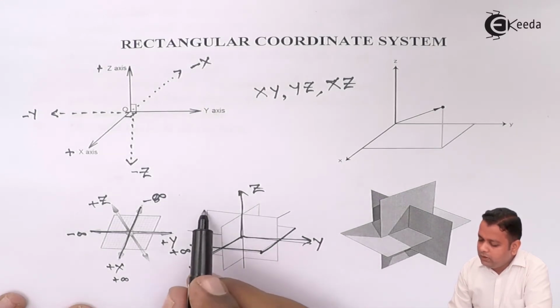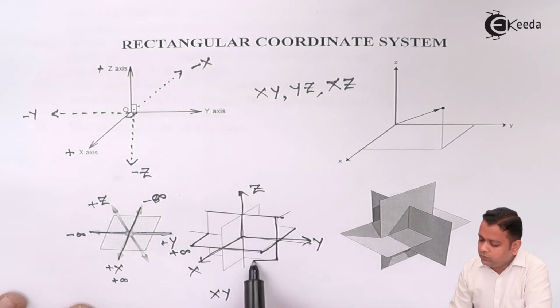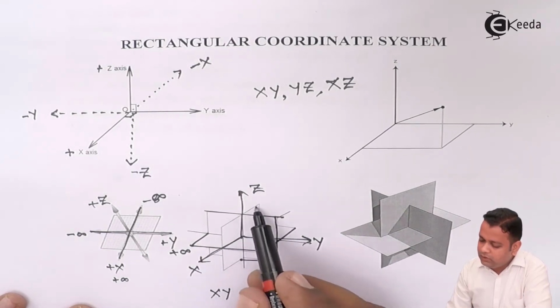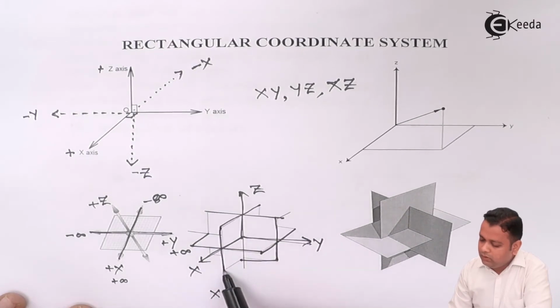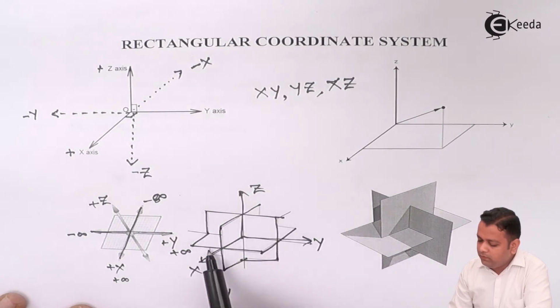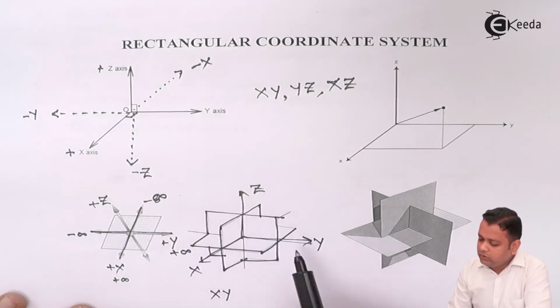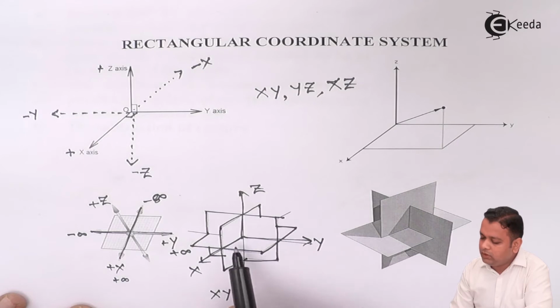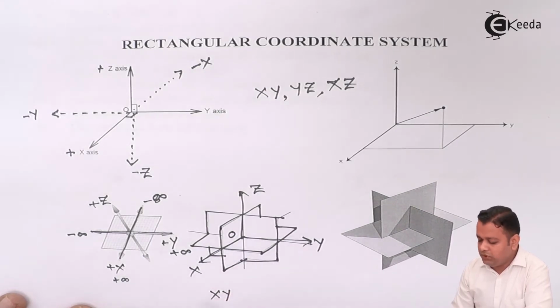Now the yz plane is represented like this and the xz plane is represented like this. The behind portion can be imagined. So these three planes intersect again in a single point, what we call the origin.